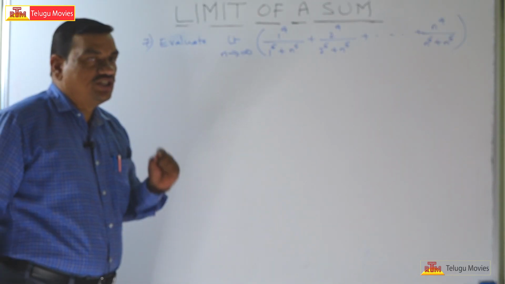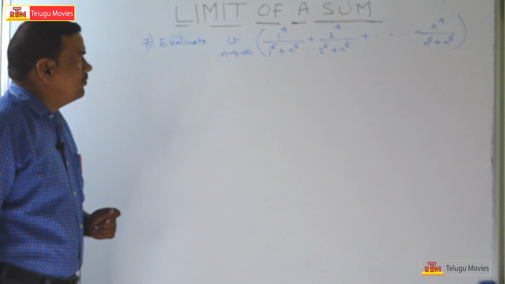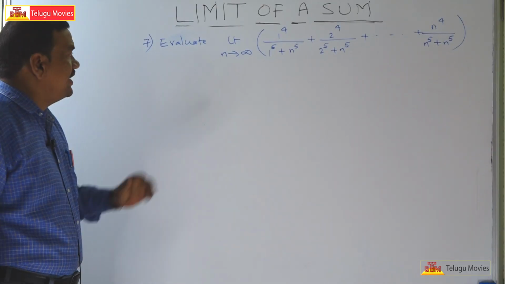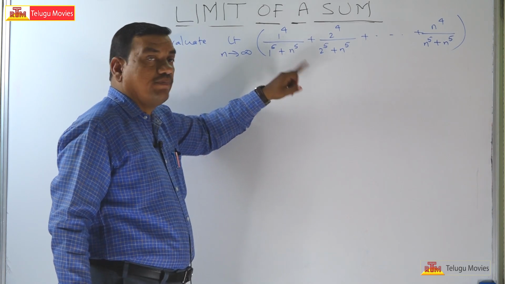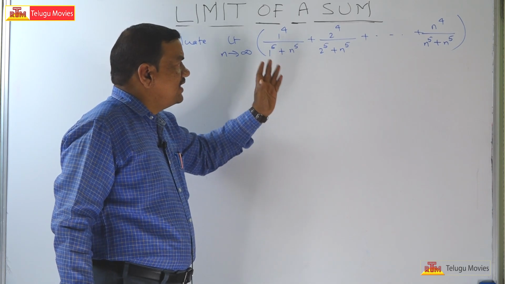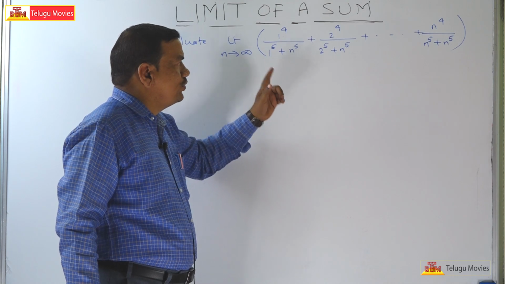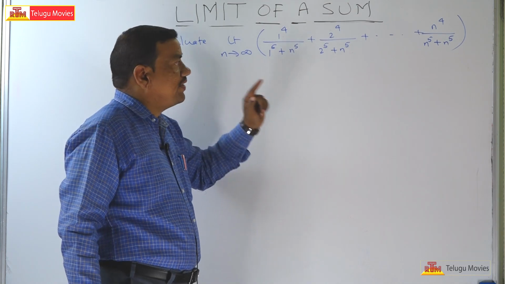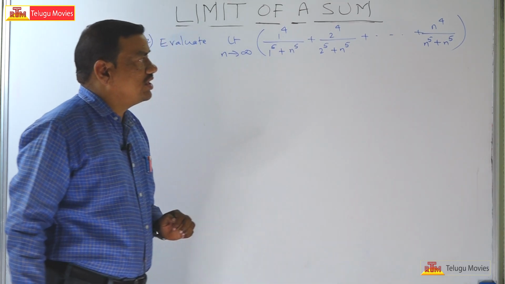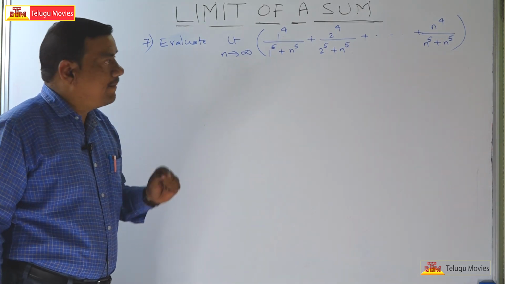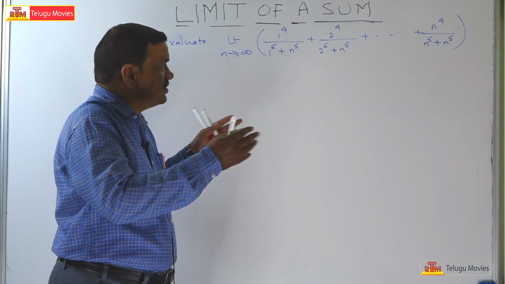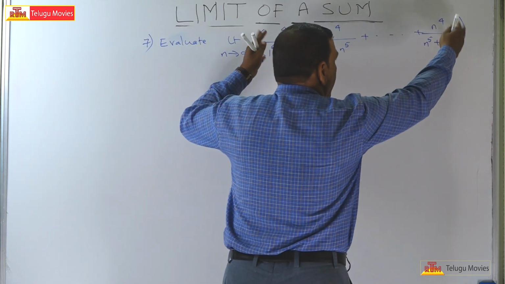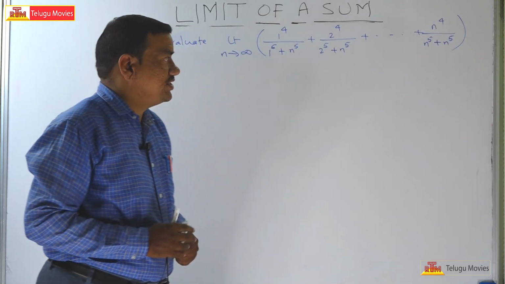Dear students, so this is one of the very interesting problems. Limit n tends to infinity, 1 to the power of 4 upon 1 to the power of 5 plus n to the power of 5, plus 2 to the power of 4 upon 2 to the power of 5 plus n to the power of 5, plus so on. The last term is n power 4 by n to the power of 5 plus n to the power of 5. So first of all, I want to write this expression in sigma notation.